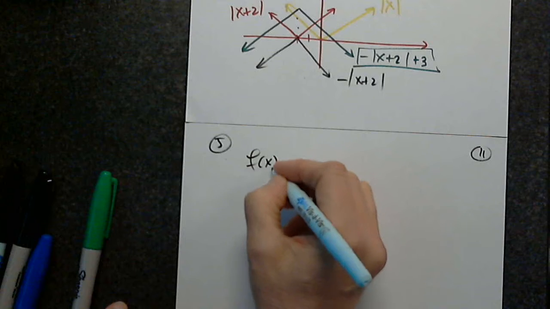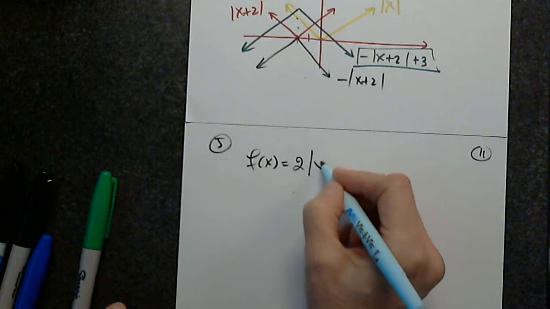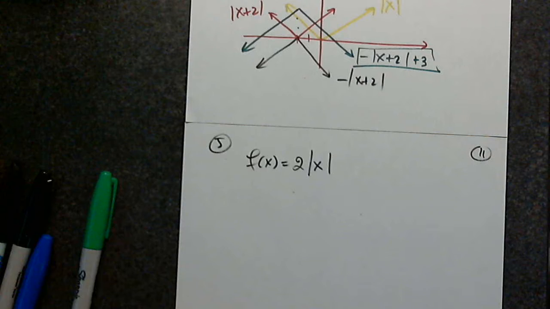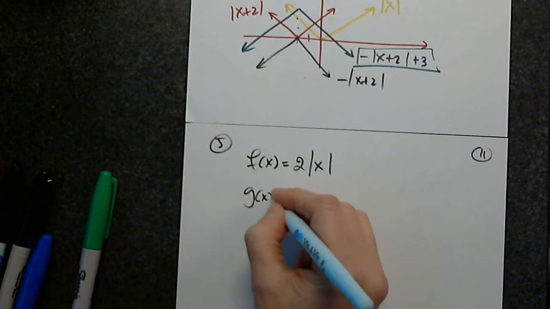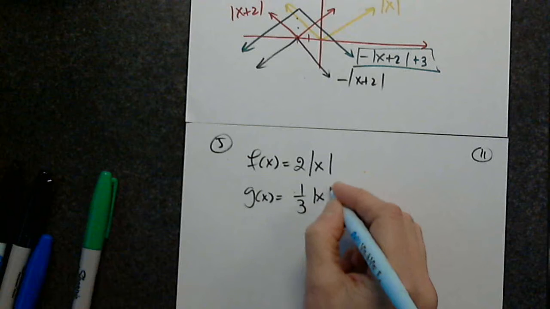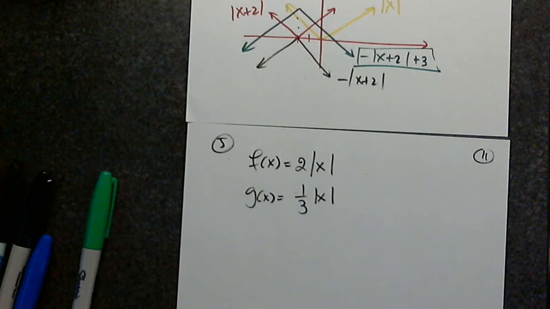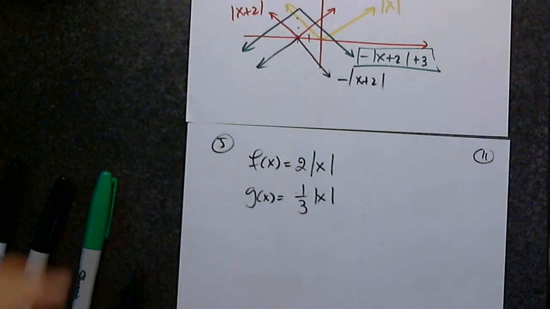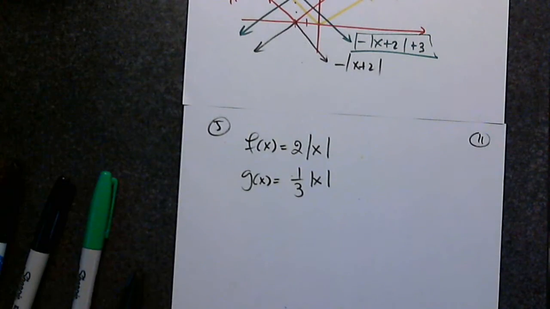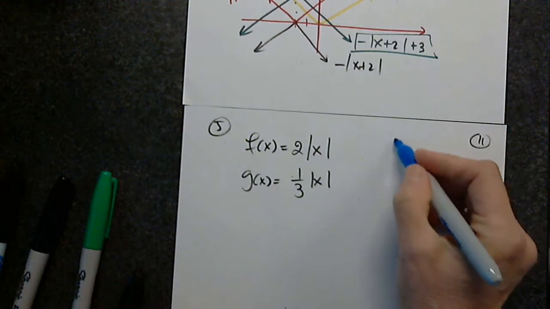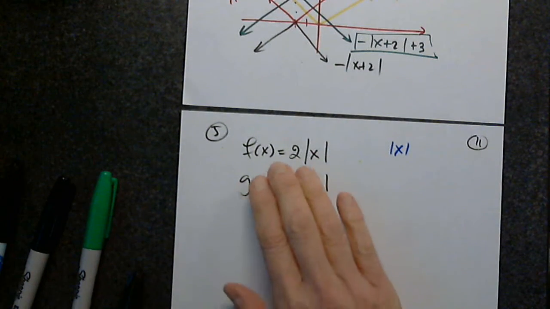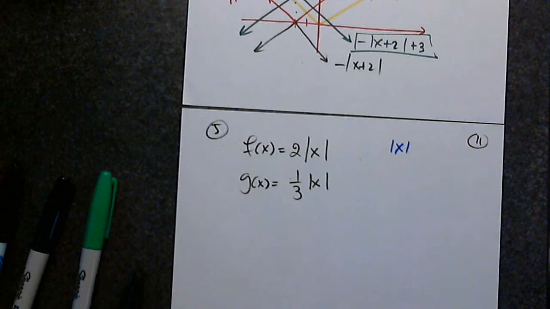f of x equals 2 times the absolute value of x. And g of x equals 1/3 times the absolute value of x. First of all, I have to ask myself, what function did I use? Very good. Absolute value indeed. Second question is, forget about g for a moment, and let's look at f and decide whether we are changing x or we are changing y.